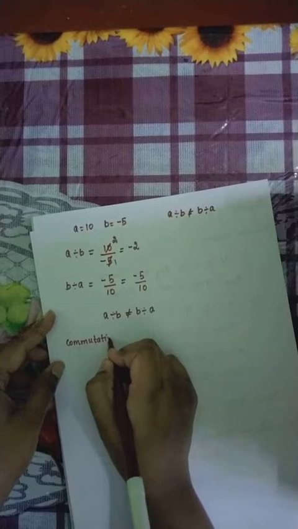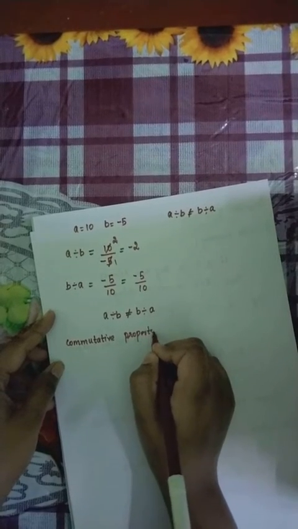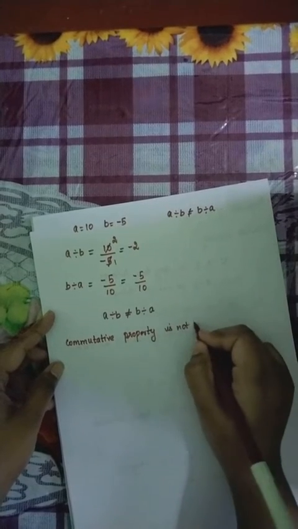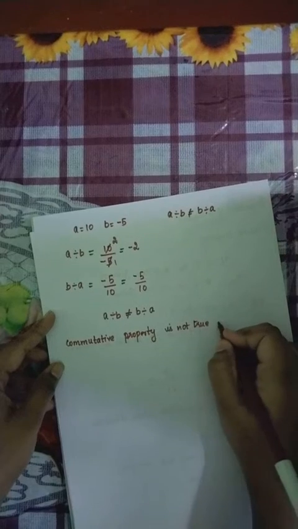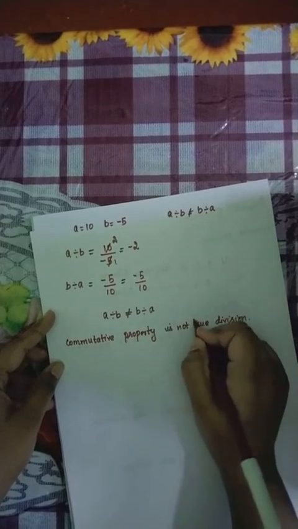Commutative property is not true under division. Commutative property is not true under division.